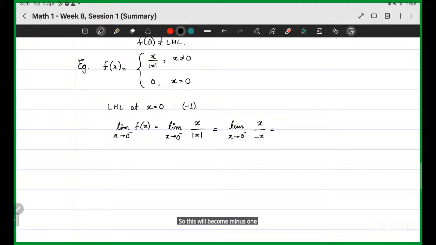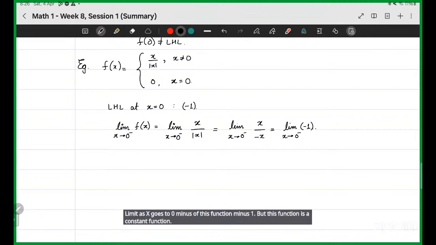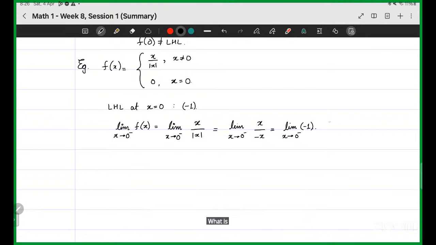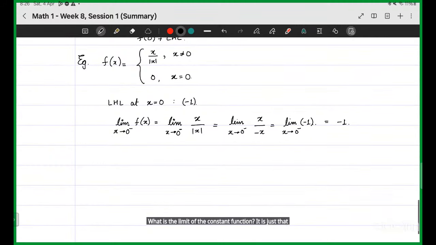Well, that's one step further. Limit as x goes to 0 minus of this function is -1. But this function is a constant function. Yes, sir. What is the limit of the constant function? It is just that constant itself.